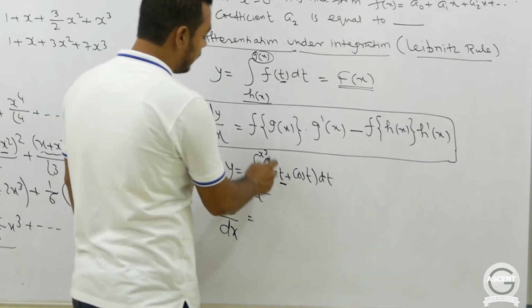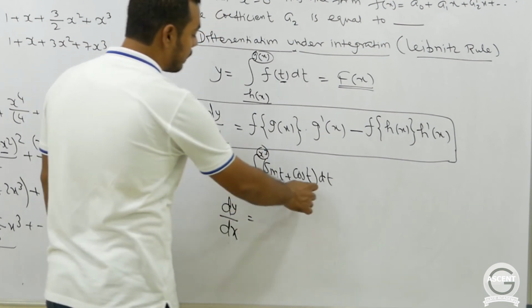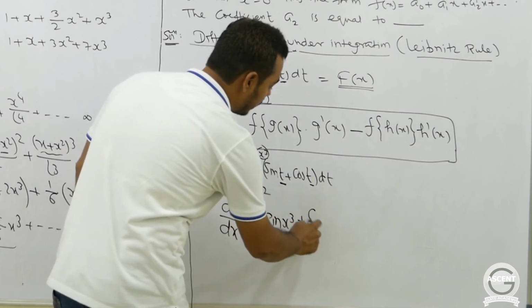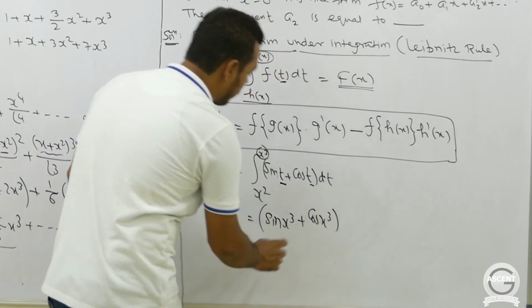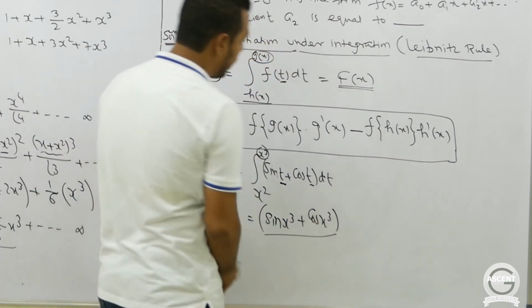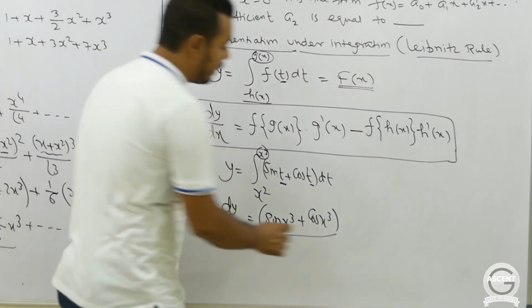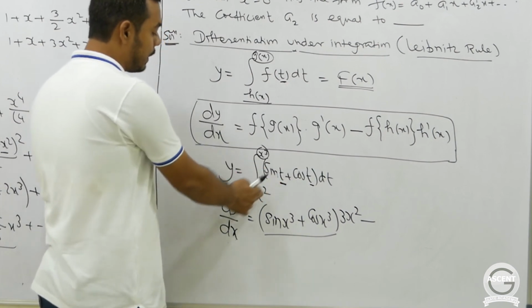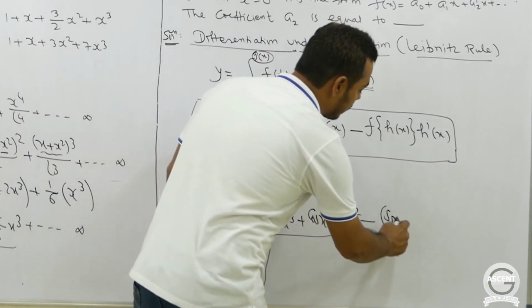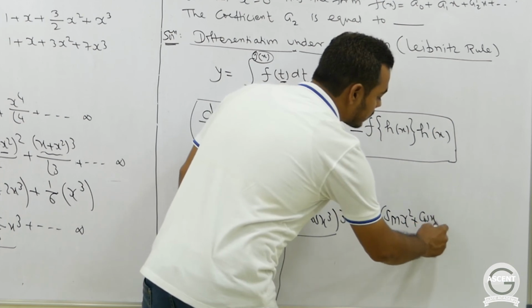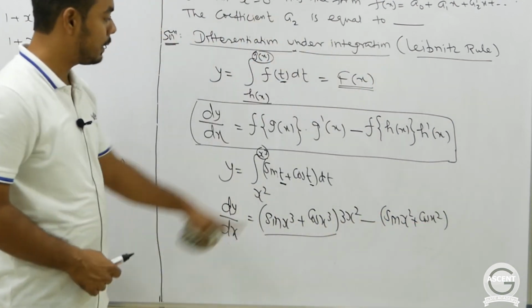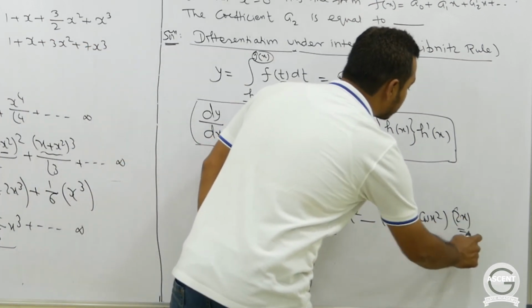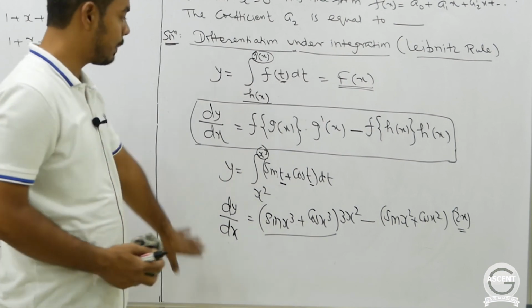First replace this t by the upper limit x cube. Replace all the t, so you will get sin x cube plus cos x cube, and then multiply this term by the derivative of the upper limit. The derivative of the upper limit will be 3x square. Minus, now replace t by the lower limit, x square, so sin x square plus cos x square, and then multiply this second term by the derivative of the lower limit, which will be 2x. So this will be the derivative of y with respect to x.